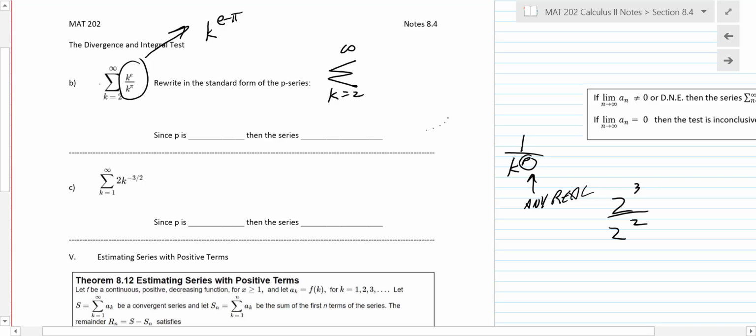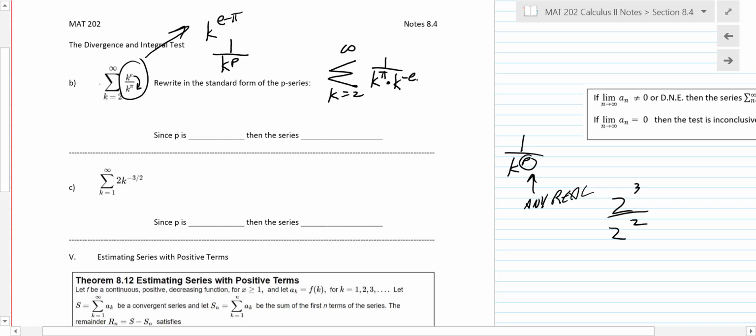Because what we're going to end up doing then is, now you want to look at the p-series. You want to change this to something with 1 over k to the p. So the idea is you want to end up having a 1 in the numerator and k to a power in the denominator. If you bring that down, you would have 1 over k to the pi times k to the negative e, right?